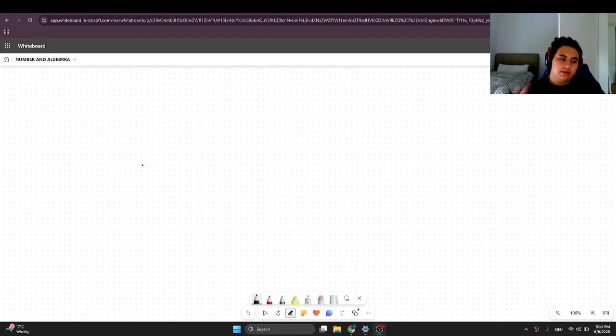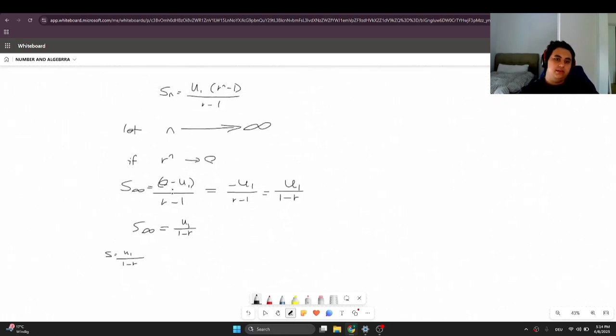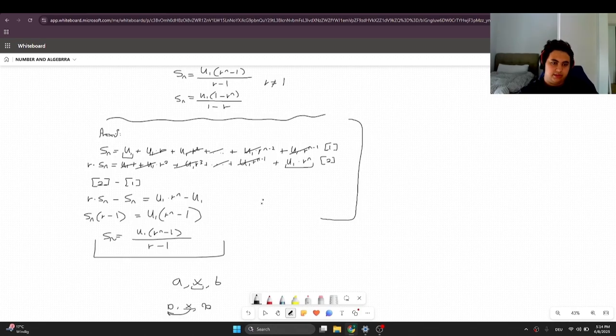Okay, so now we're going to look at a second way to prove the sum of an infinite geometric sequence. The formula that we're trying to prove is u1 over 1 minus r. We're going to do it similarly to the one where we proved the sum of a finite sequence, which is like this.